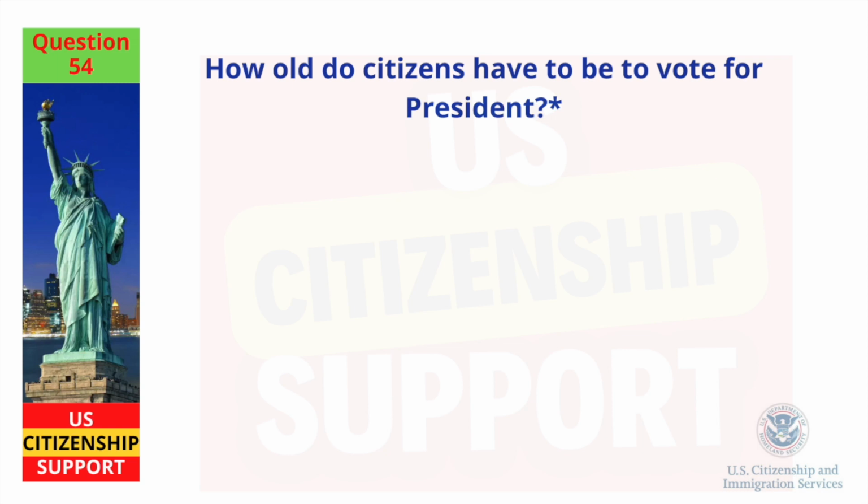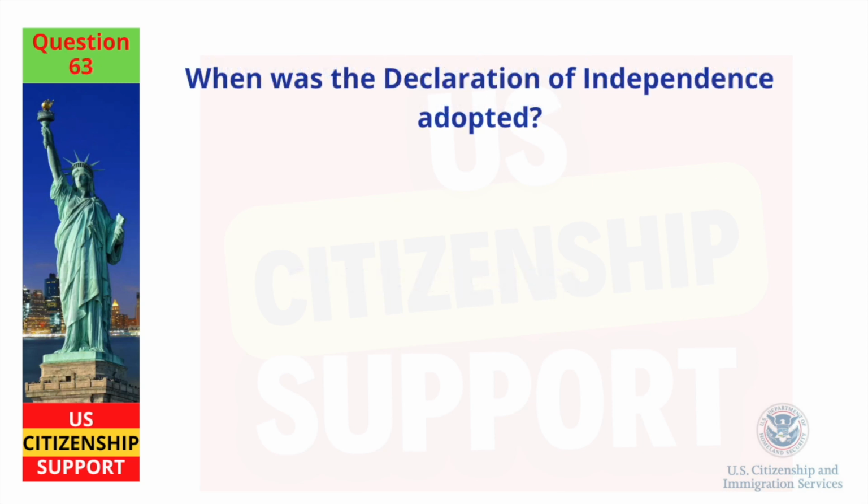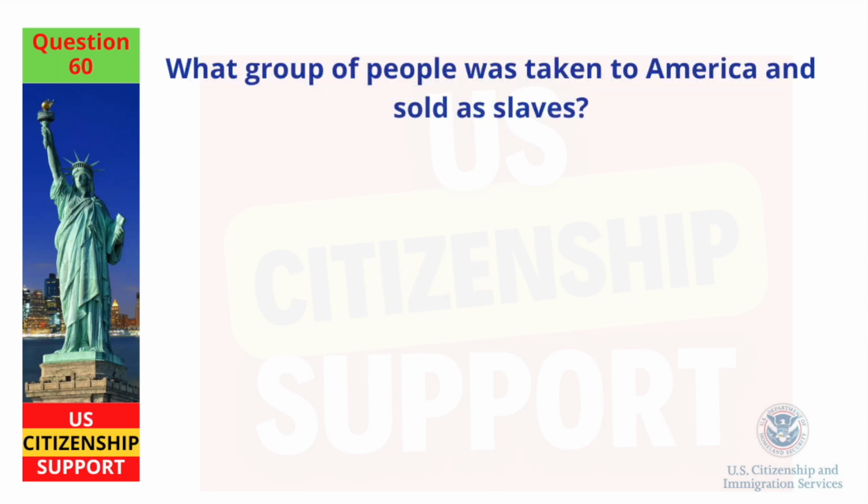How old do citizens have to be to vote for president? 18 and older. When was the Declaration of Independence adopted? 1776. What group of people was taken to America and sold as slaves? Africans.